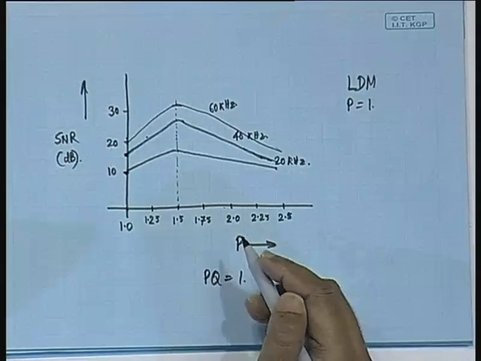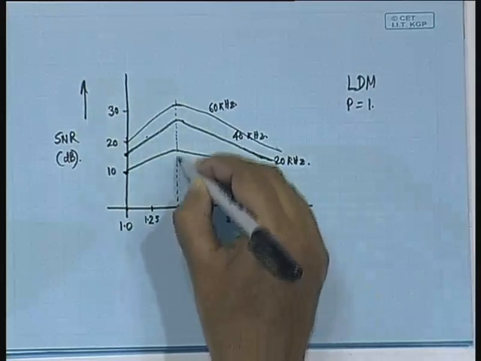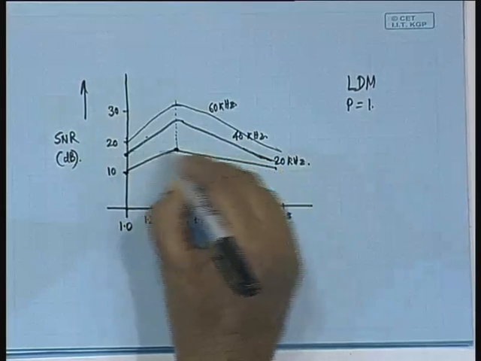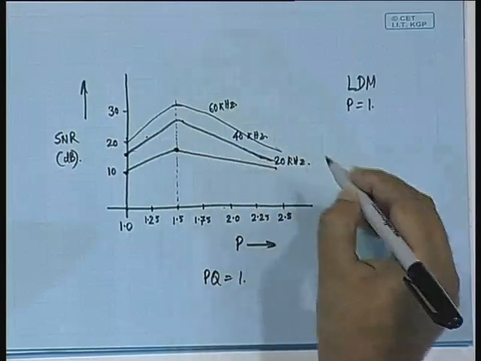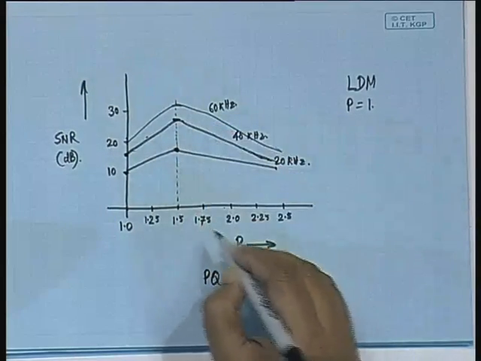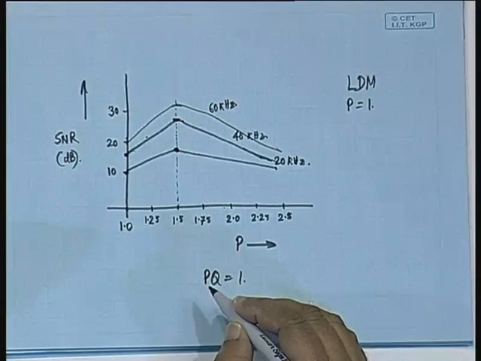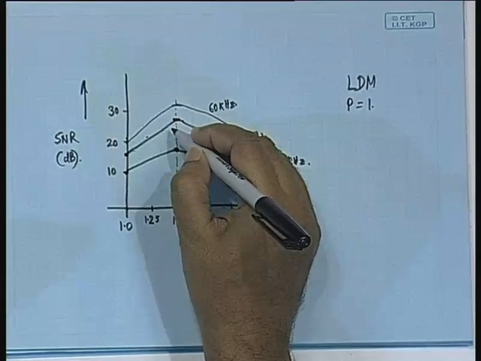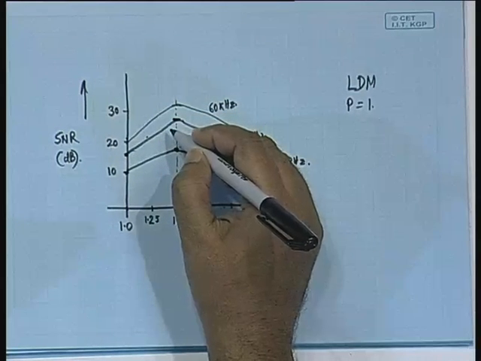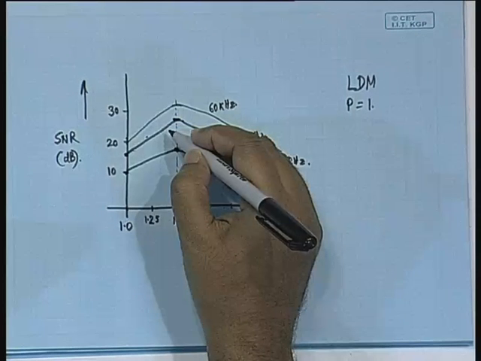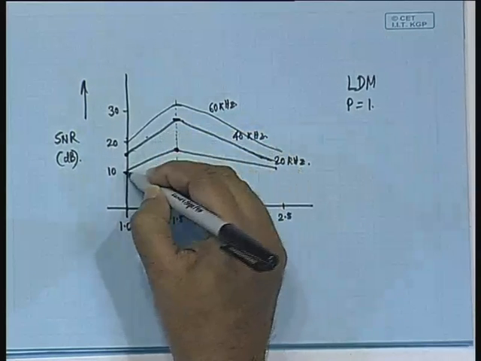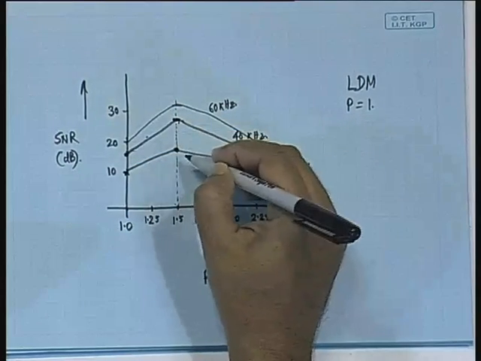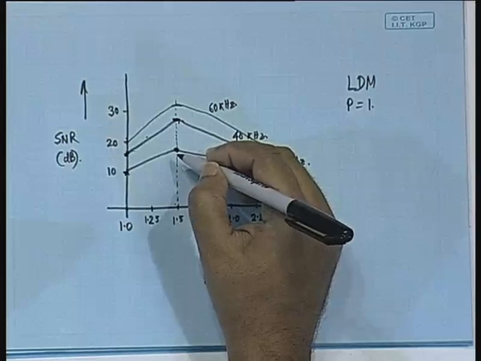Now observe one more thing: when P is equal to 1.5, roughly you may find that this is 14 dB, whereas with 40 kilohertz sampling rate this is around 24 dB. Can you see that? That means with P equal to 1.5, doubling the sampling rate leads to an increased value of SNR. Here every bit increase results in a 6 dB rise, whereas here every bit increase results in a 10 dB rise.